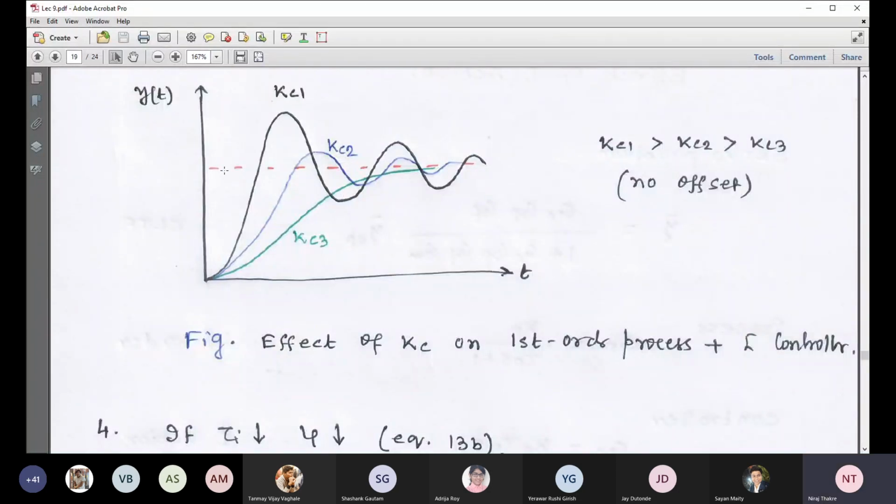This red dotted line denotes the set point, YSP.